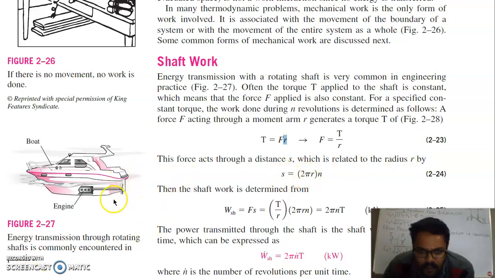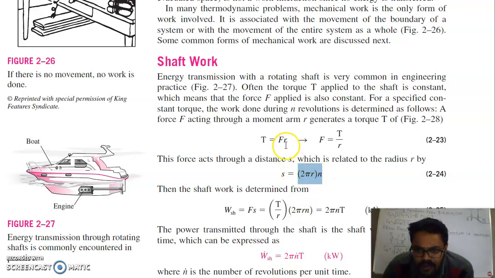When this propeller rotates under the effect of this force F, it will rotate by 2 pi r per revolution, which is the distance it will cover. So in one rotation it will cover 2 pi r, where r is the radius of this propeller, and this tip will move by 2 pi r. If there are n revolutions, the total distance covered by the propeller tip is 2 pi r n.